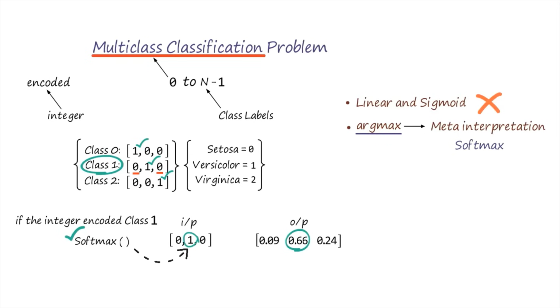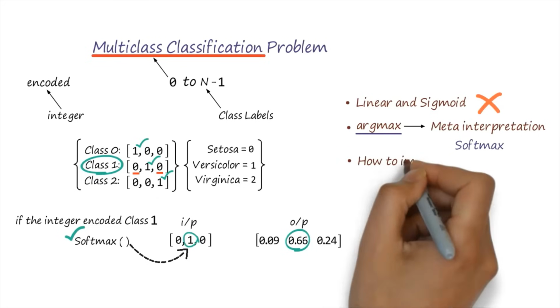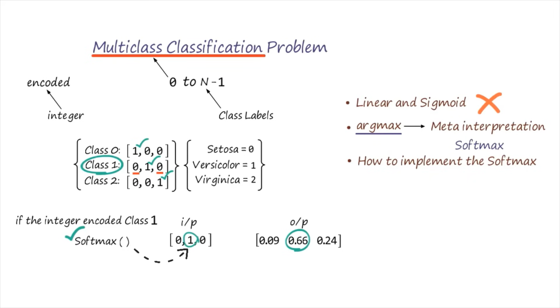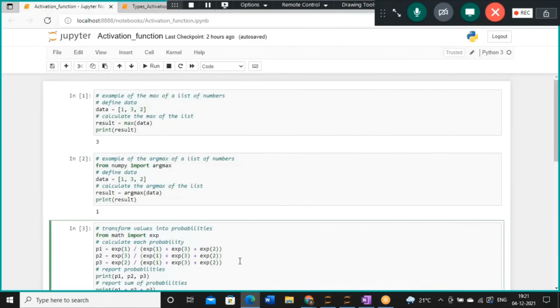And now what is the third point? How to implement the softmax function? It is one of the most important things to remember. Why? Because it is a probabilistic approach and you always have to remember this calculation. So this is the summary of what we have discussed.